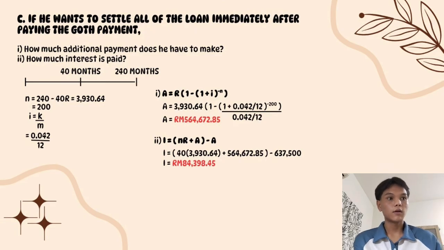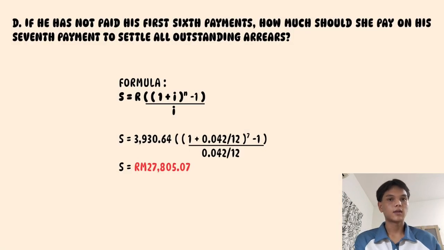So we calculate the total amount paid including the 40-month installments and the settlement, then subtract the original loan. The interest paid comes out to be around 84,398 ringgit 45 cents. And the last question is question D.